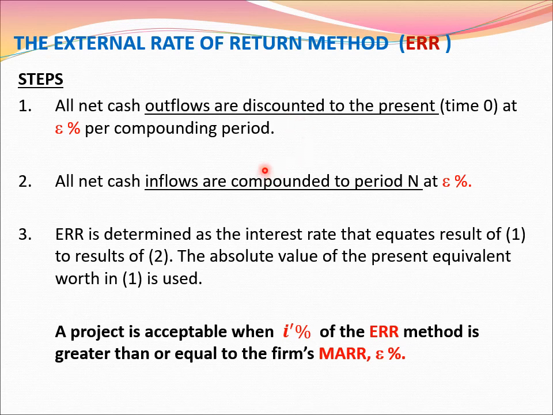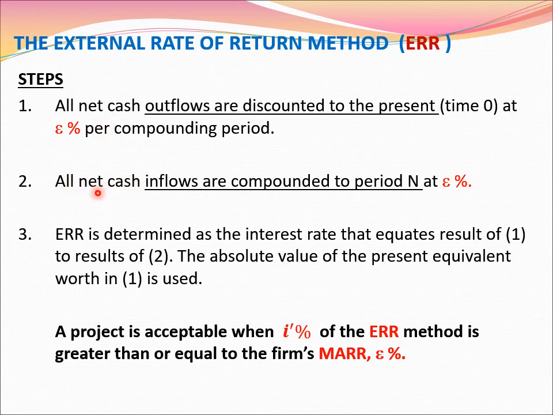Okay, how do we do these calculations? It's a simple procedure which consists of 3 steps. We move all net cash outflows to the present time using this external rate of return, which we know. So we find the present value of cash outflows. What does it mean? It's the expenses at time 0.